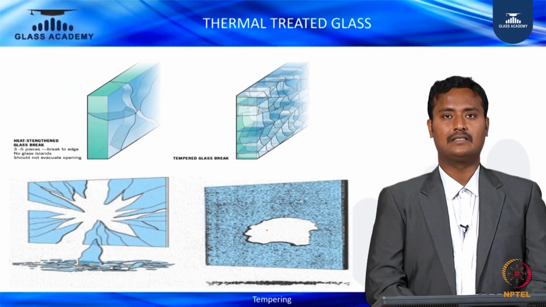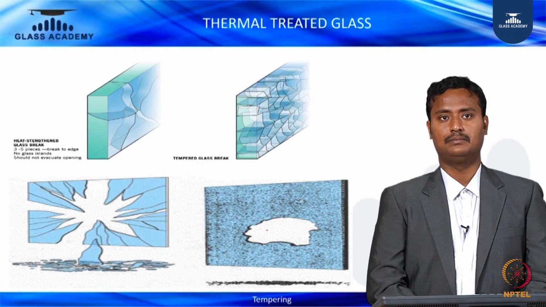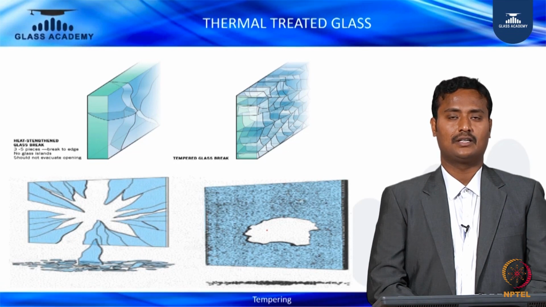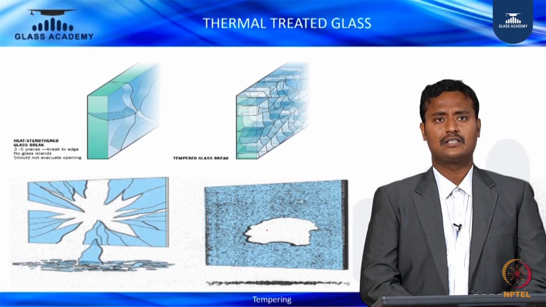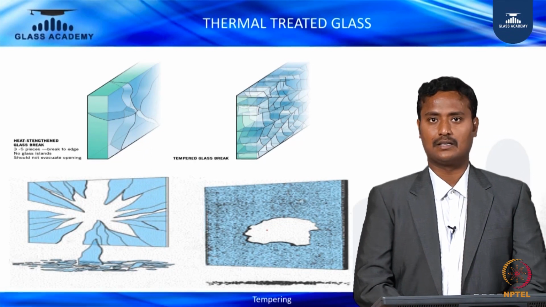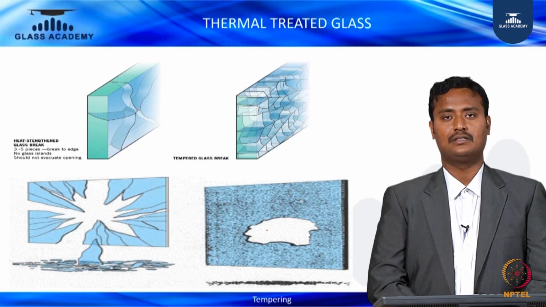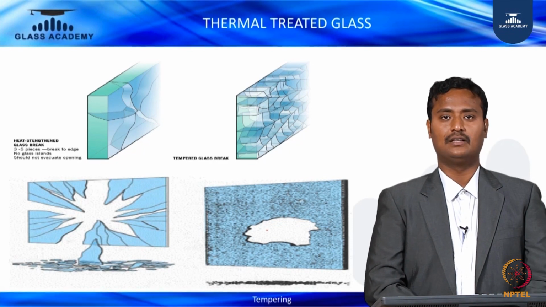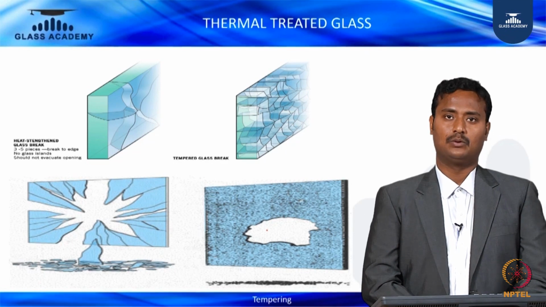This is the thermally treated glass fragmentation between annealed glass and tempered glass. You can say heat strengthened glass as well. Heat strengthened glass has the same fragmentation as annealed glass, whereas with tempered glass you see the fragmentation is very tiny. So in the event of breakage, it won't hurt anybody.